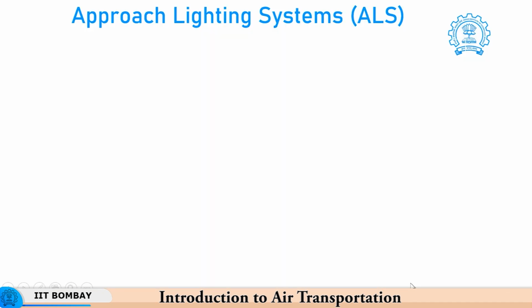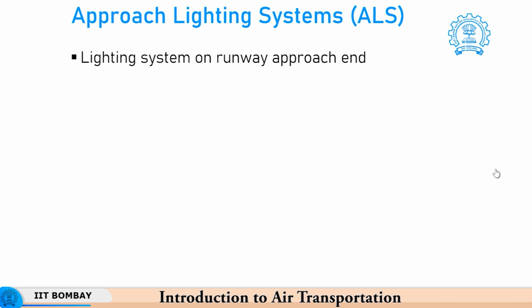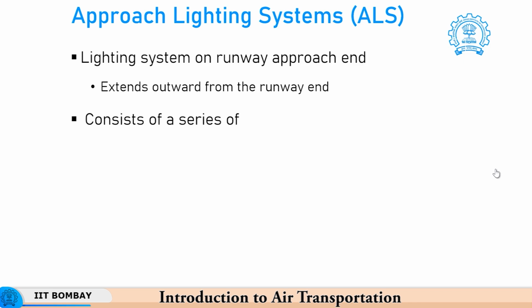Okay. So, the three systems we saw, the glide slope, localizer and the markers, were the three main components of an ILS system. Another important component is the approach lighting system. This is the lighting system on the runway approach end, which extends outward from the runway end, so that the pilot can see visually how well aligned they are with the runway before landing. It consists of a series of lights. There are light bars and strobe lights, or a combination.